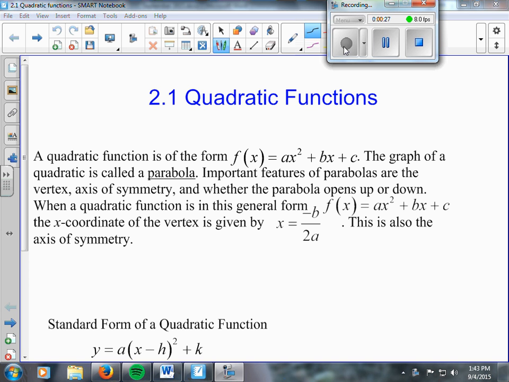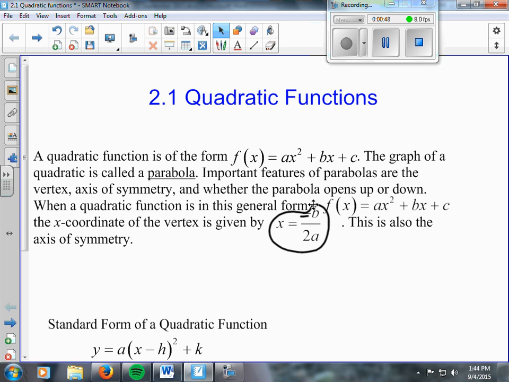Okay, so this is all information about a quadratic function. You have a basic form here, ax squared plus bx plus c. The graph is called the parabola. This is important to know. The x-coordinate of the vertex, I covered up the negative, is negative b over 2a. That's something you should know.